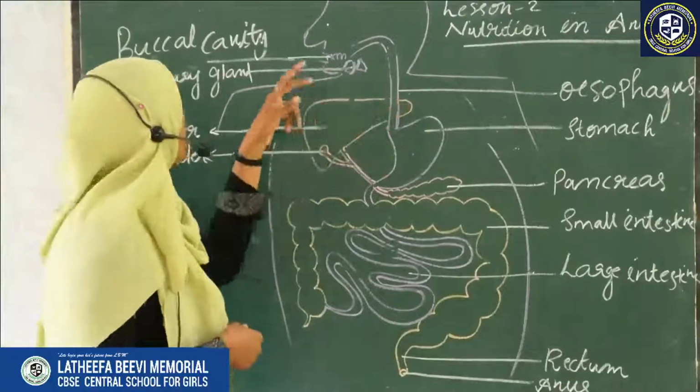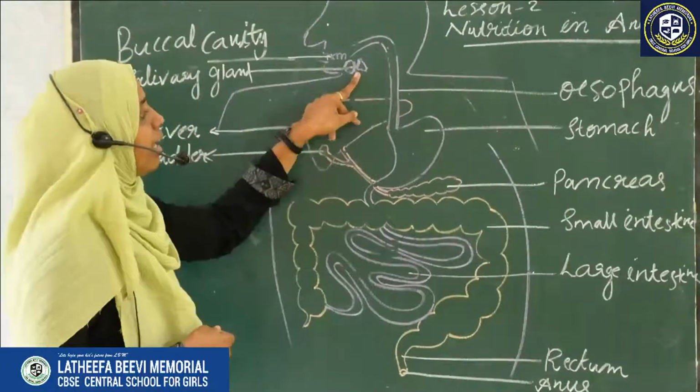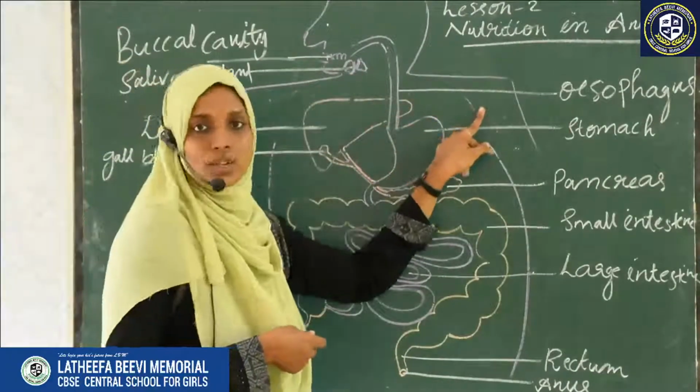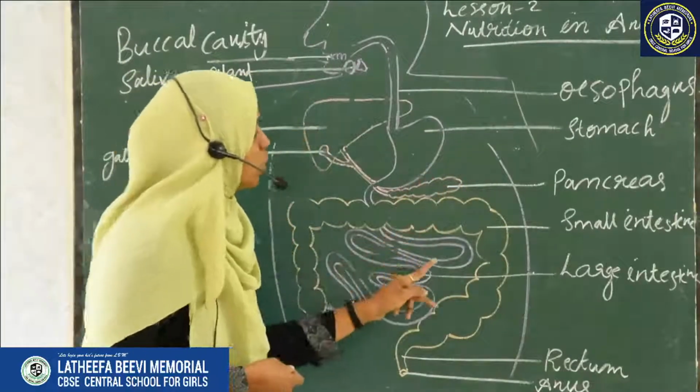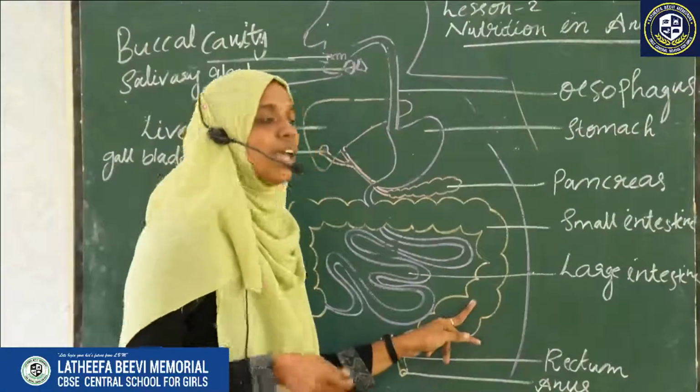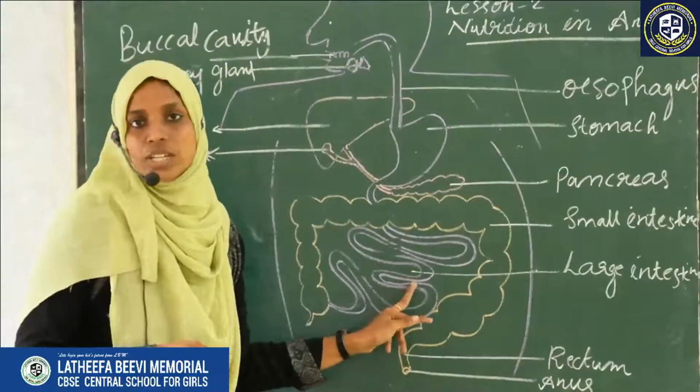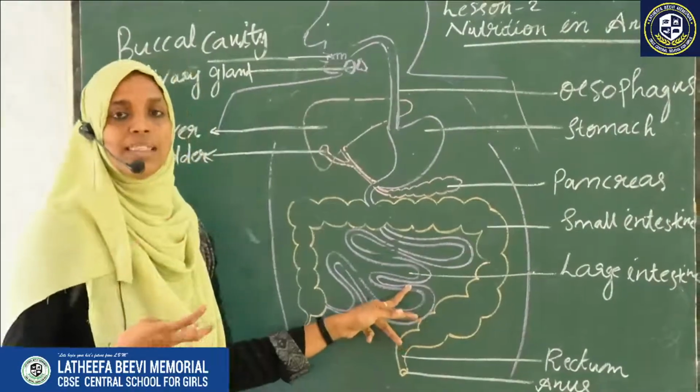So the food starts from the buccal cavity, then the salivary gland, and it goes to the long canal called the esophagus. Then it goes to the stomach. Then it goes to the small intestine and large intestine. In the large intestine the digestion is complete.